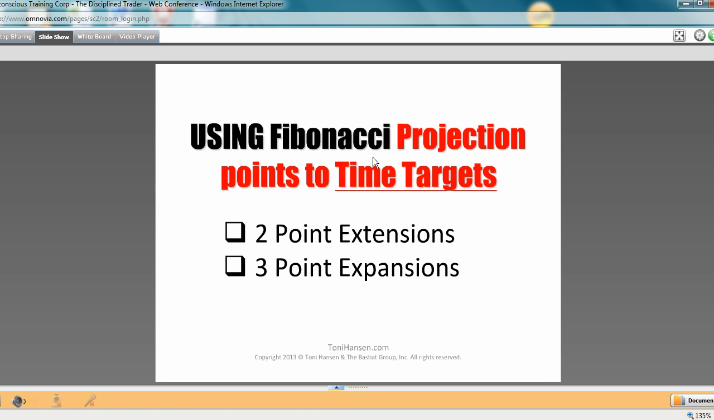In today's class, we're going to look particularly at the Fibonacci tool, but using it for timing the targets, and I'm going to share with you how to use two types of Fibonacci projection points for these target levels. There's a 2-point extension and a 3-point expansion. The 3-point expansion is still a variation of an extension point, so depending upon which charting platform you're using, you might still see the 3-point Fibonacci expansion labeled as a Fibonacci extension.